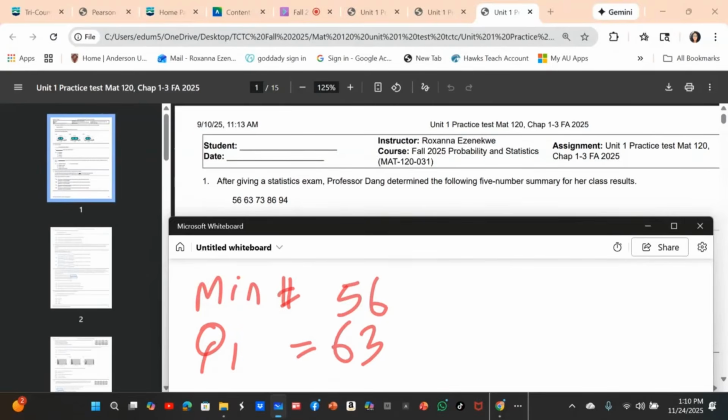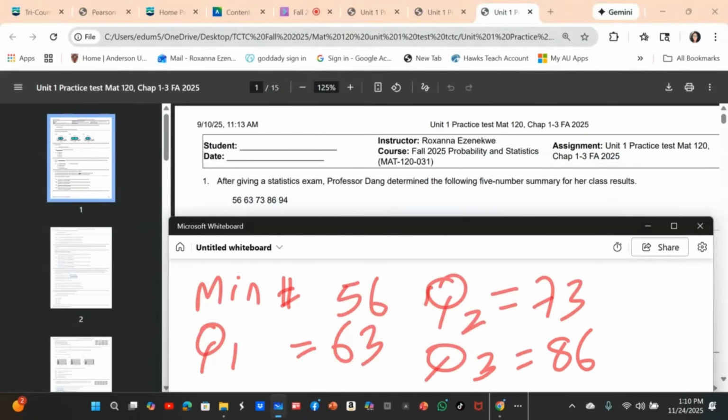63. The median of that test, the median is always Q2, the second quartile, is 73. The third quartile, which is Q3, the 75th percentile of that test, was 86. And the maximum number in that test was 94. So 94% was the highest grade.